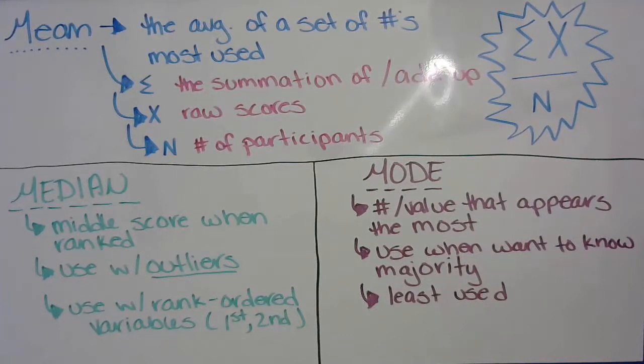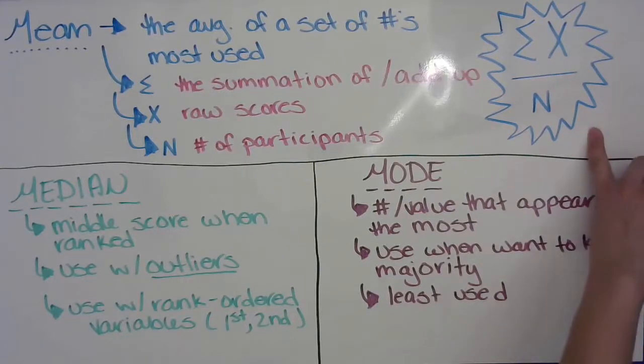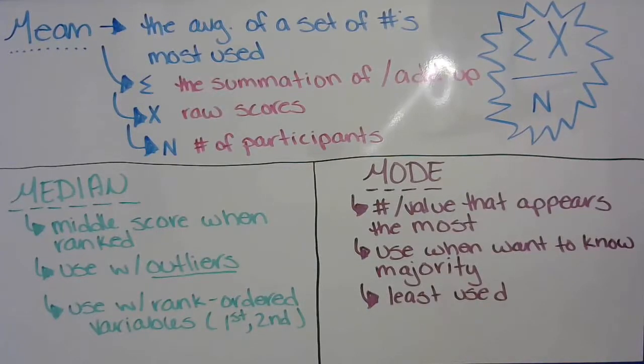Now, in order to find the mean, you need to know a couple of the symbols for the formula for mean. We have this symbol over here, which looks like a backwards E. That means the summation of, or to add up. You are also going to see an X, which means raw scores. So if you have a set of numbers like 2, 3, 4, and 5, those would be your raw scores. And you're also going to see an N, which means the number of participants, or how many people you have in your study, something like that. So this over here is the formula that you are going to use for mean, and don't worry, I'm going to show you how to do that in just a minute.